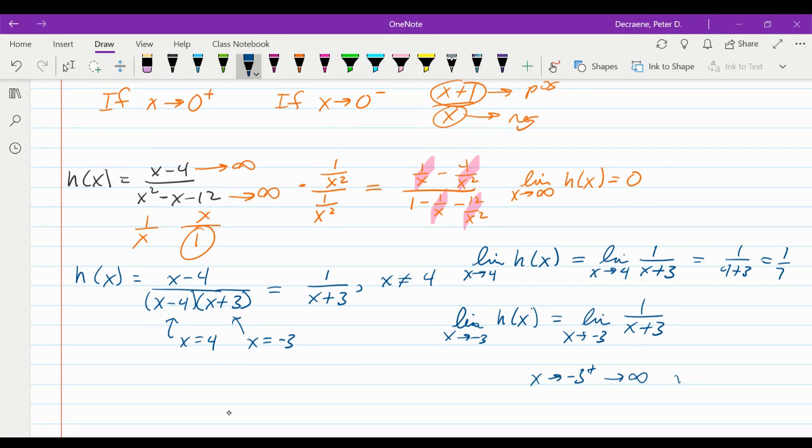And the limit as x goes to negative 3 from the left, here we're going to have a negative number that's further away from 0 than negative 3. Plus 3 is still going to be negative. 1 divided by a negative number is going to be negative infinity. Since the limit from the right and the limit from the left are different, we know that this one does not exist.